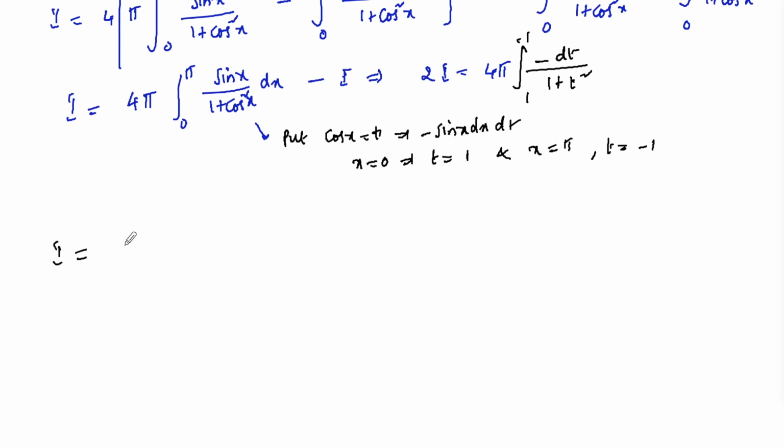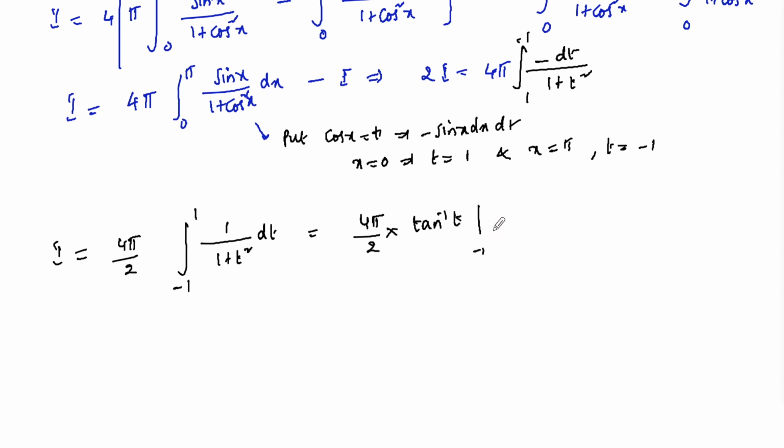So I is equal to 4 pi upon 2, and minus of minus, if I change the limits from 1 to minus 1 into minus 1 to plus 1, we get the integral of 1 upon 1 plus t square dt. Using the integration, 1 upon 1 plus x square is tan inverse of x, so we get 4 pi upon 2 into tan inverse of t over the limits minus 1 to plus 1. So this is 2 pi of tan inverse of 1 minus tan inverse of minus 1.